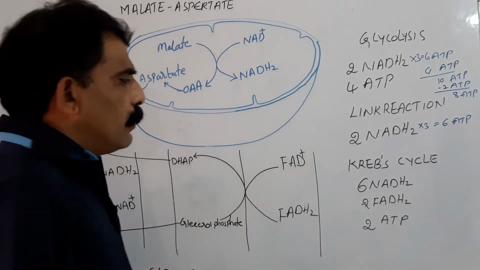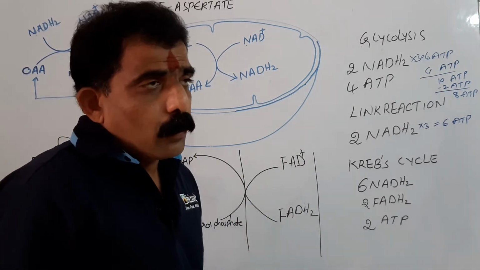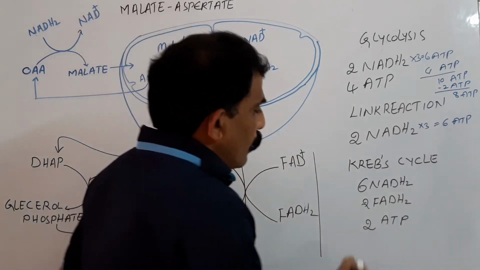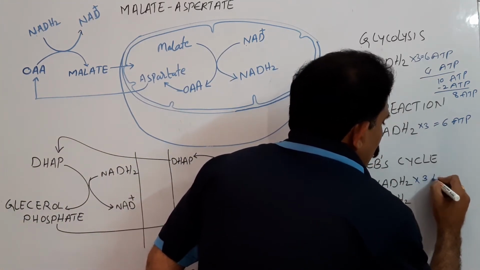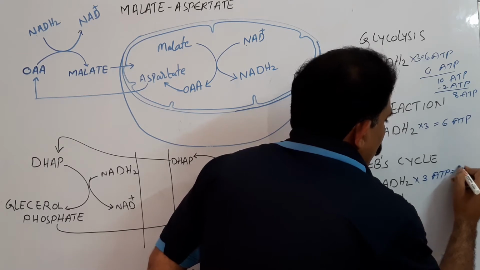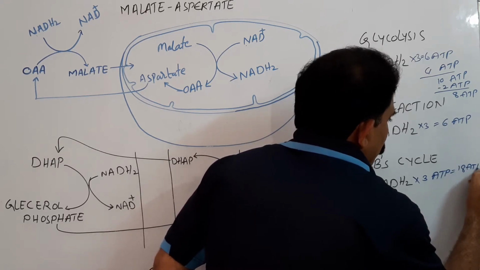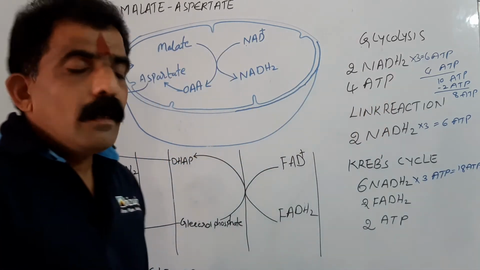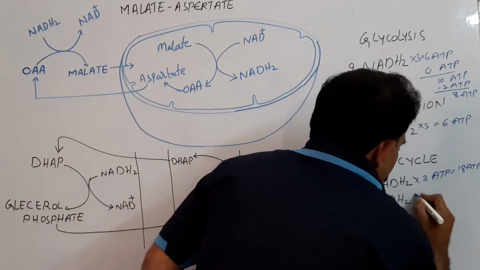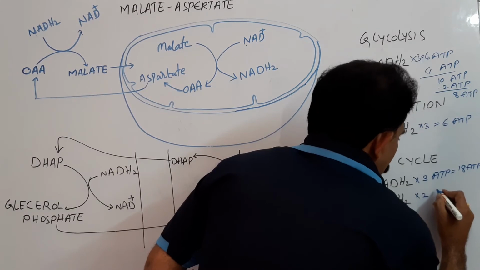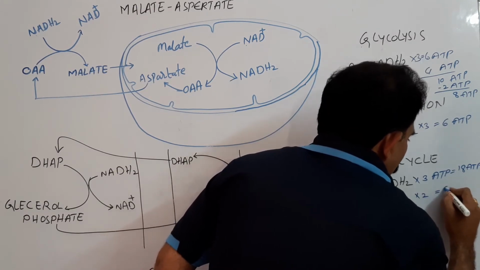Coming to the Krebs cycle, there are 6 NADH2. We know where they are produced. Each NADH2 equals 3 ATPs, so 6 into 3, 18 ATPs. And 2 FADH2 are also there. Each FADH2 equals 2 ATPs, so 2 into 2, 4 ATPs.